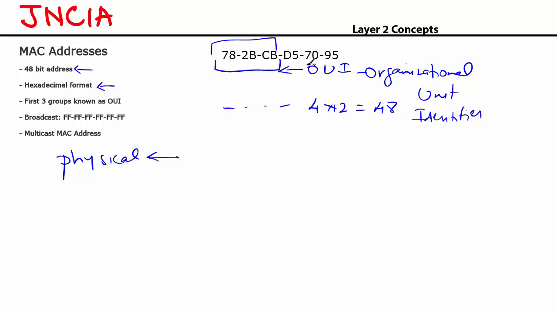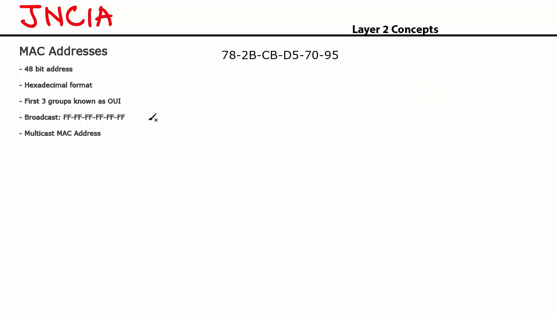Now, there's 2 special kinds of MAC addresses that we need to talk about. Number 1 is the broadcast MAC address. A broadcast MAC address is made up of all Fs. So like the characters that you see here, you put all Fs and what you get is a broadcast MAC address. Excuse my really horrible handwriting. I have that listed here. That's how a broadcast MAC address would look.